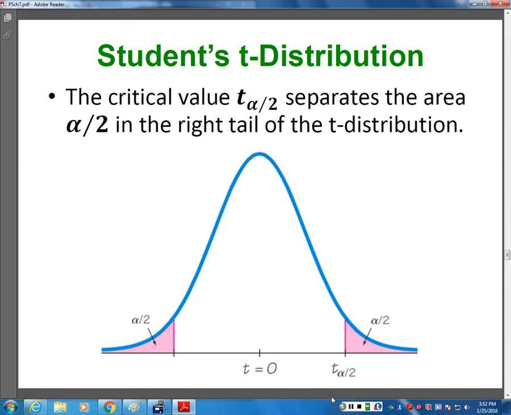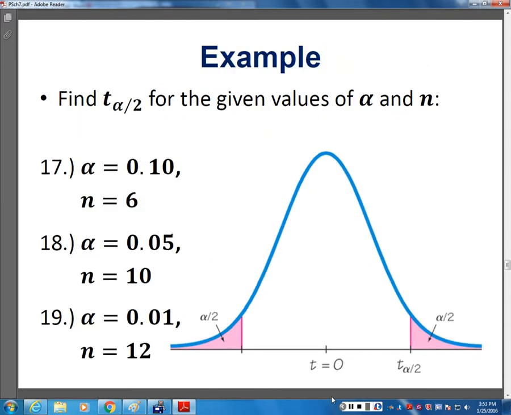Well, critical values, t sub alpha over 2, separate the area alpha over 2 in the right tail of the t distribution, just like z sub alpha over 2 does for the right tail of a normal distribution. Same idea, we're just in a different distribution. So let's find t sub alpha over 2 for the given values of alpha and n. For number 17, alpha, that's the area in both tails combined, or in one tail total, is 0.10, and the sample size is 6.